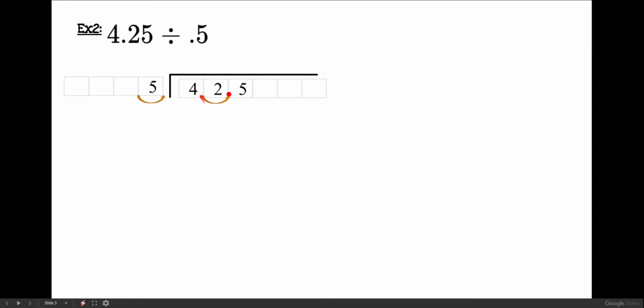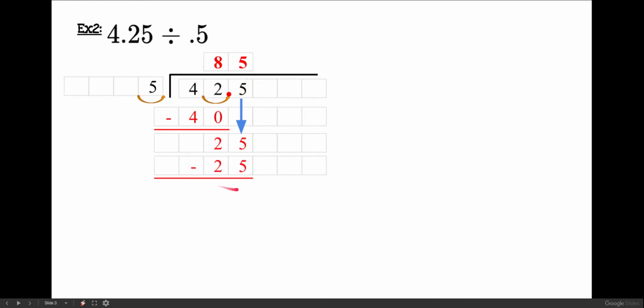5 goes into 42 8 times, so I'm going to write an 8 up there. 5 times 8 is 40. Subtract that. 42 minus 40 is just 2. And I have to divide some more, bring down that 5. 25 divided by 5. How many times does 5 go into 25? 5 times. And 5 times 5 is 25. So we subtract and we end up with 0. And we're almost done. We just need to bring up our decimal. So our answer is 8.5.